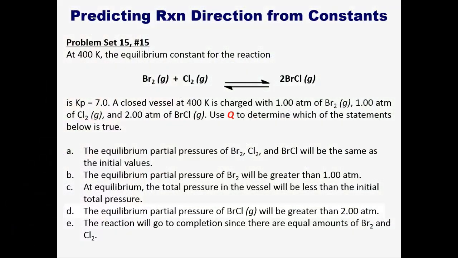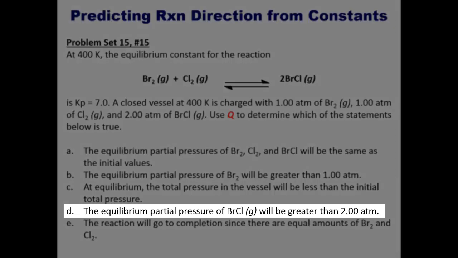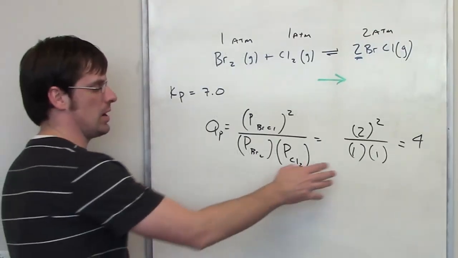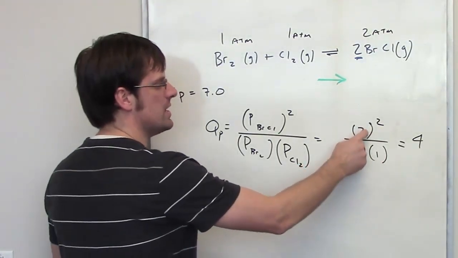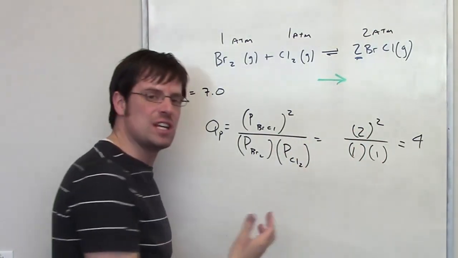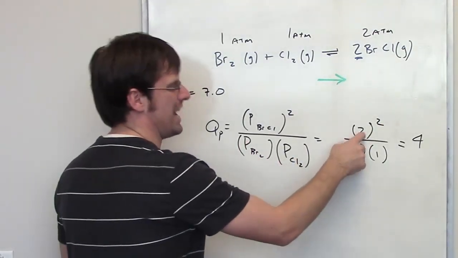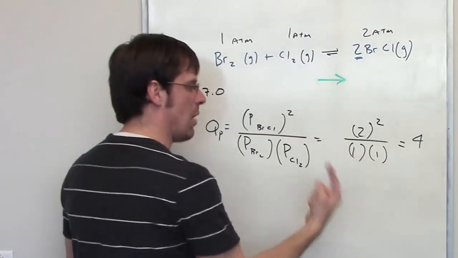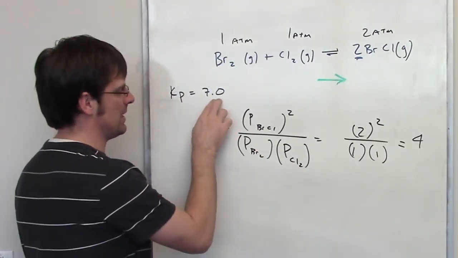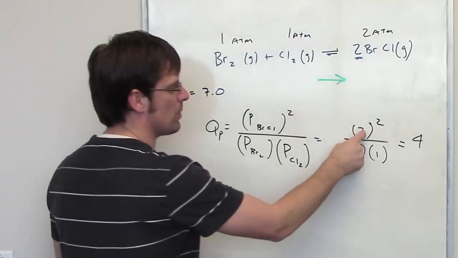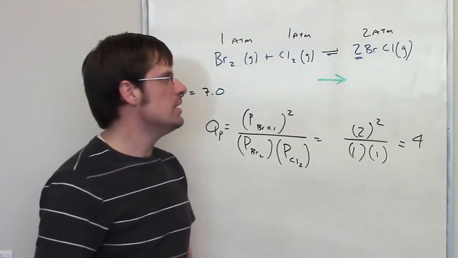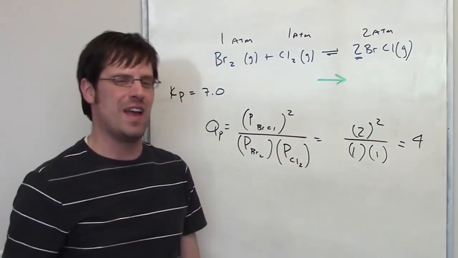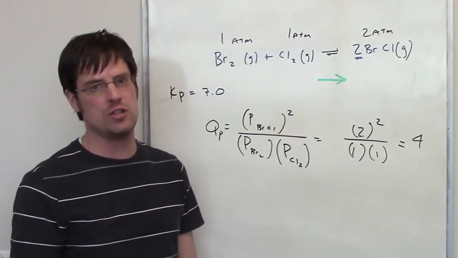Option D then says the equilibrium partial pressure of bromine chloride will be greater than 2 atmospheres. Going back to our initial reaction quotient here, this numerator needs to get bigger. Right now it's at 2, and at 2, the reaction quotient is 4. As I've already stated, that needs to go up in order to reach the equilibrium K value of 7, so that numerator will be larger than 2. So the equilibrium pressure of bromine chloride will be greater than 2, and therefore, the correct answer to this question is D.